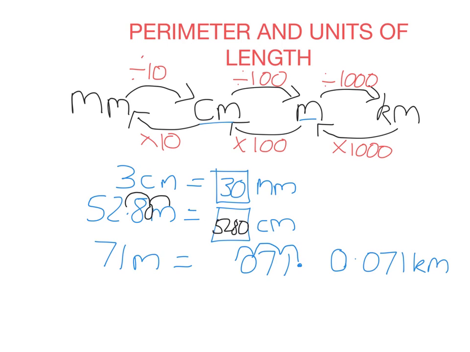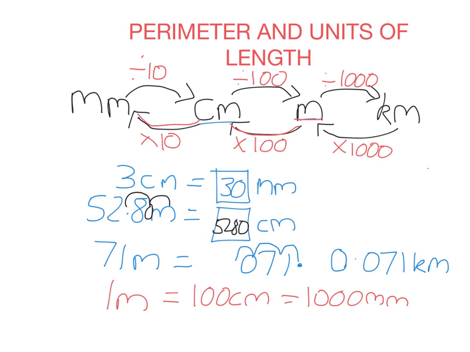So sometimes you might need to go through 2 stages of this diagram. So if I have 1 meter and I want to know how many millimeters that is, I go through centimeters first. So I start here at meters, I times it by 100 to get centimeters, and then I follow the next arrow, times it by 10 to get millimeters. So 100 times 10 is 1,000. So 1 meter is 1,000 millimeters, okay?